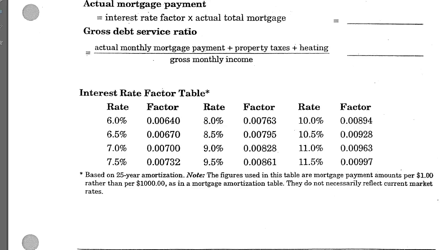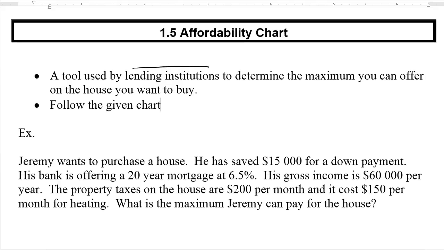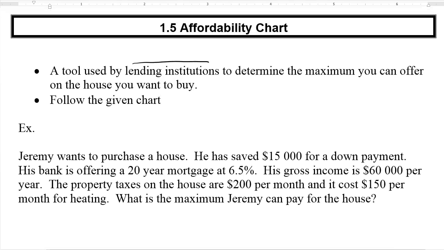So let's go back to our notes, and we're going to look at Jeremy here. Now Jeremy wants to purchase a house. He saved $15,000 for a down payment. His bank is offering a 20-year mortgage at 6.5%. His gross income is $60,000 per year. His property taxes on the house he wants to buy are $200 per month, and it costs about $150 for heating.